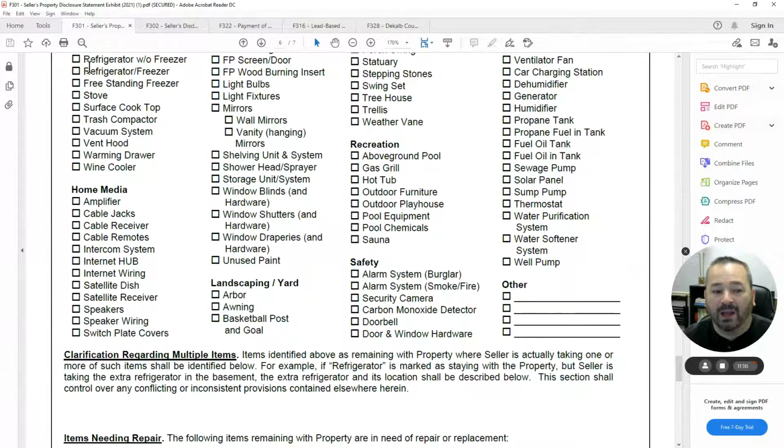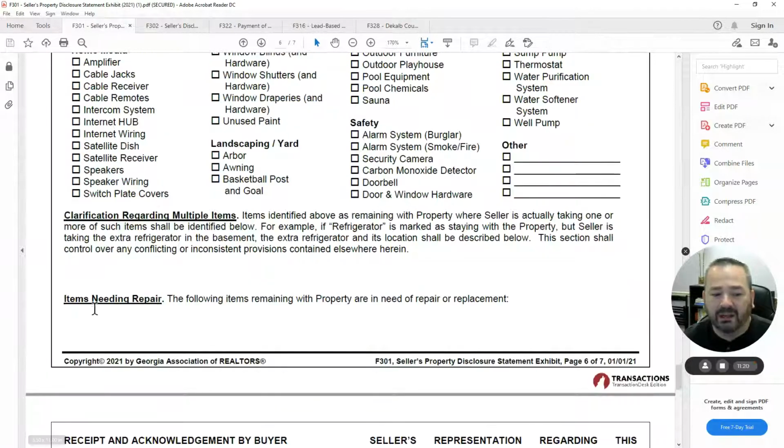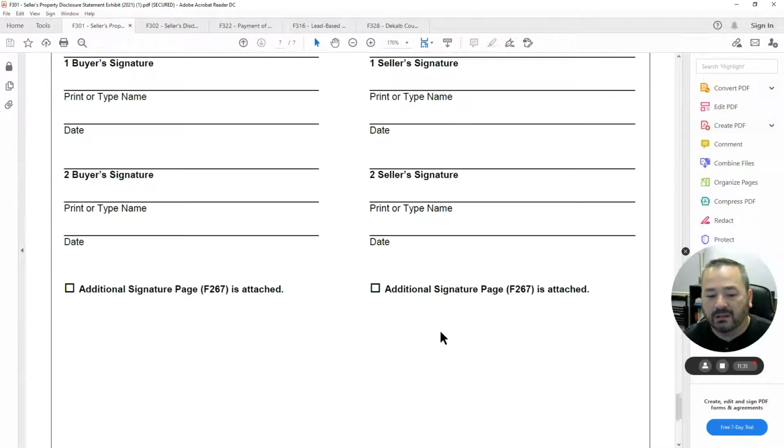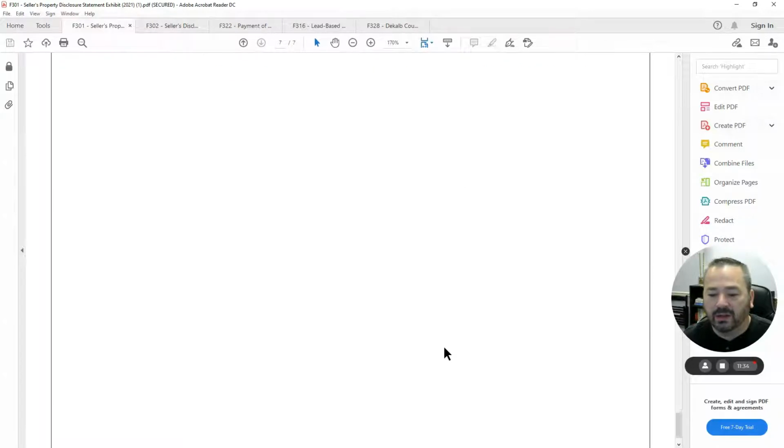Otherwise, it's implied that they are leaving all the refrigerators. And then, is there anything in the house right now that is in current need of repair? Okay. And then we get down to our signature page, and we're going to have our sellers sign this, and you'll see there's no place for you to sign it.